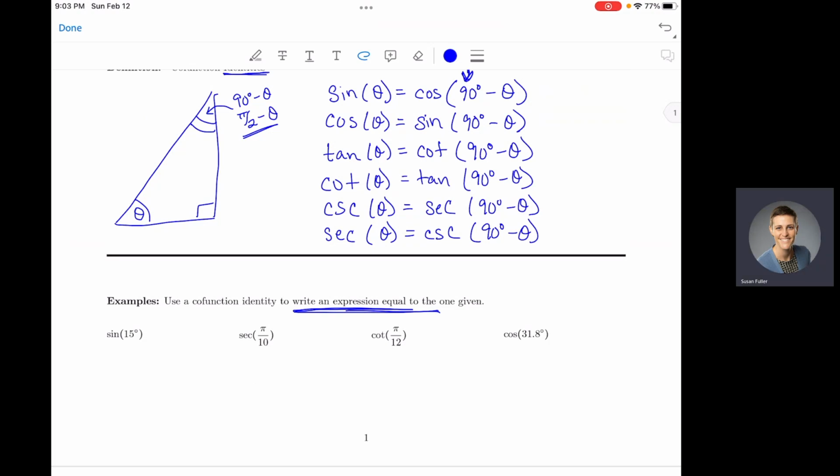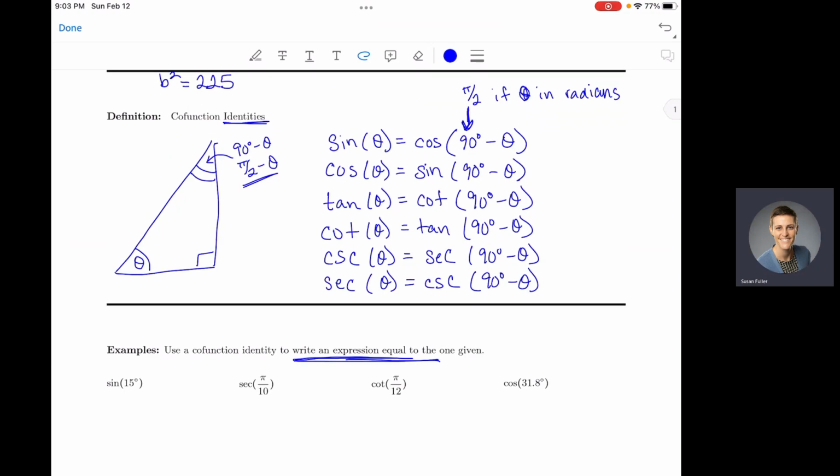So with the identities that we just went over, the sine of 15 degrees, we can write an equivalent expression as the cosine value of its complement. That means the sine of 15 degrees is going to be equal to the cosine of the complement of 15 degrees, which is 90 degrees minus 15 degrees, right? The other angle in the triangle. And if we subtract 15 degrees from 90 degrees, we get 75 degrees.